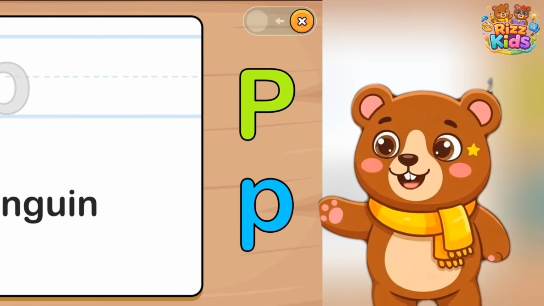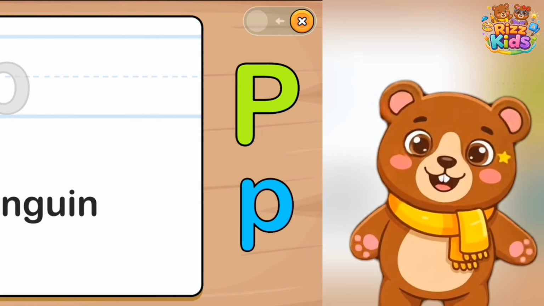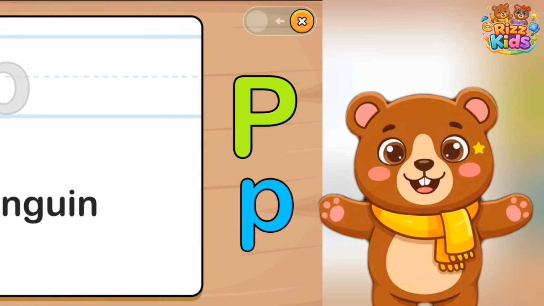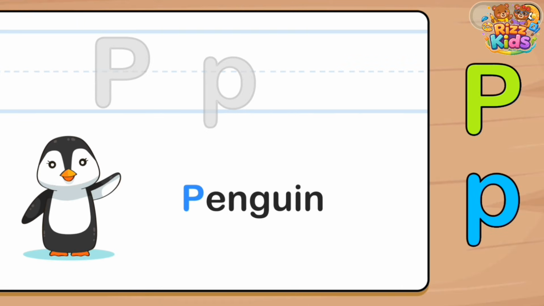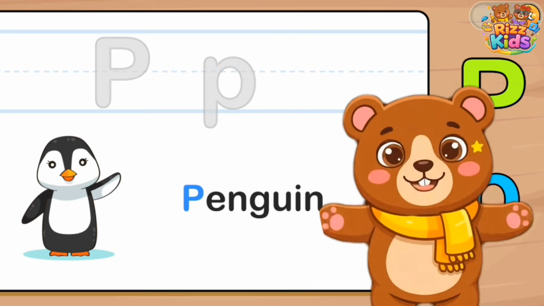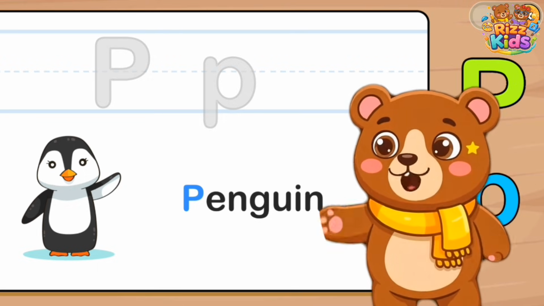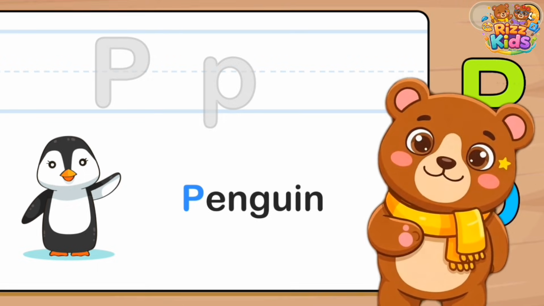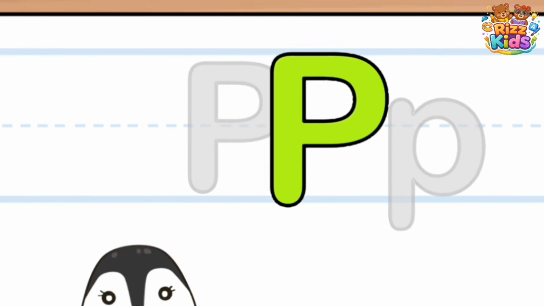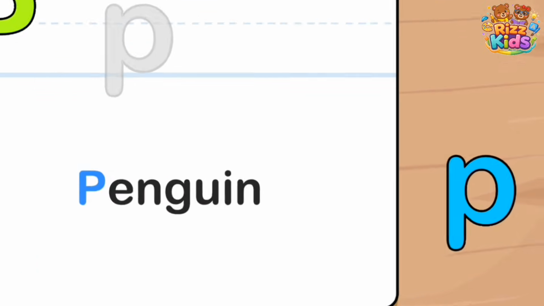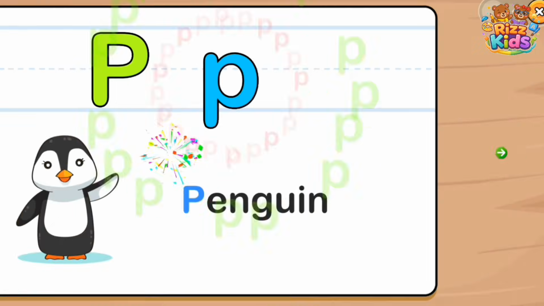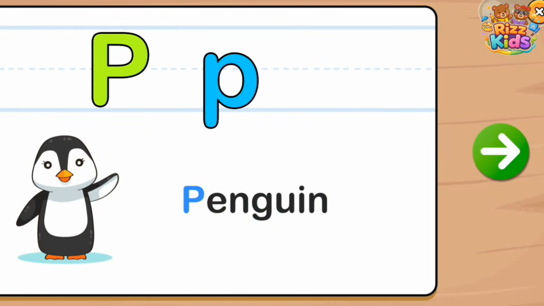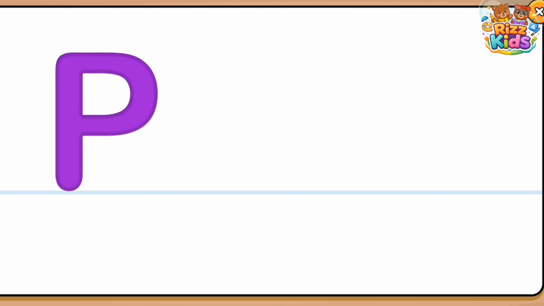Friends, it turns out there are two types of letter P. Uppercase for the green one, and lowercase for the blue ones. Wow, there's a mysterious shadow. Let's match these letters to their shadows. Great! Wow! Good job, my friend.